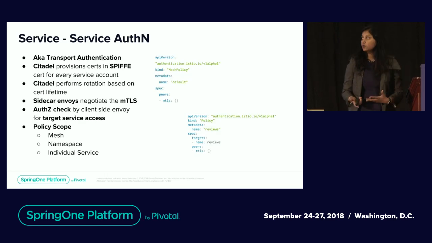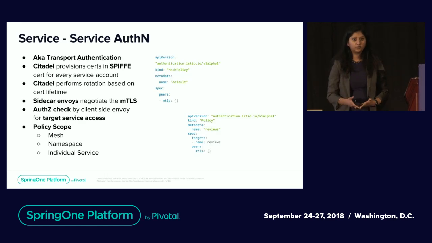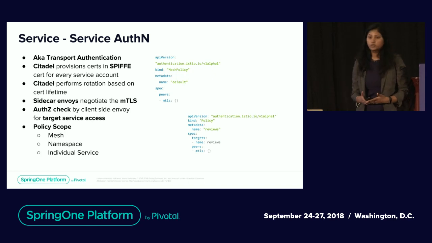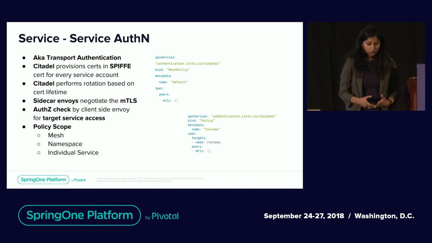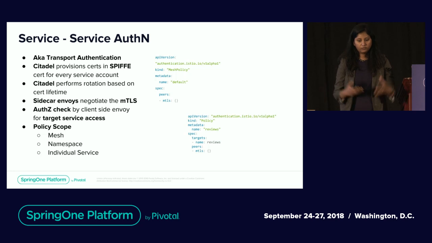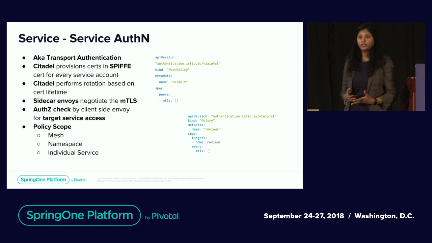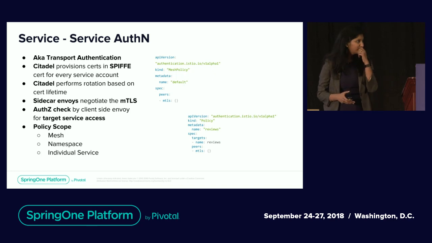So let's talk about the first use case, which is service-to-service authentication. It's also referred to as transport authentication. So the certs that I talked about, which Citadel is pushing to each of the services in the mesh, follow a certain naming convention, which is driven by a spec called SPIFFE. It is Secure Production Identity Framework for Everyone. Wow, I remember that.